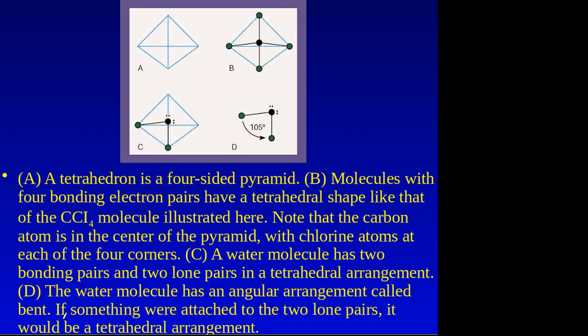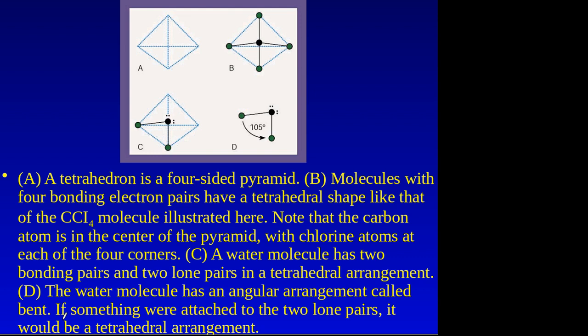All right. So we want to look at water solutions. And so we're going to look at what a tetrahedron is, which is a four-sided pyramid. For the D&D players, it's your four-sided die, right? Molecules with four bonding electron pairs have this shape. And so they've illustrated the CCl4 molecule, this carbon chlorine molecule. I don't know why the C was repeated. The carbon atom is in the center of the pyramid, and the chlorine atoms make the four corners.